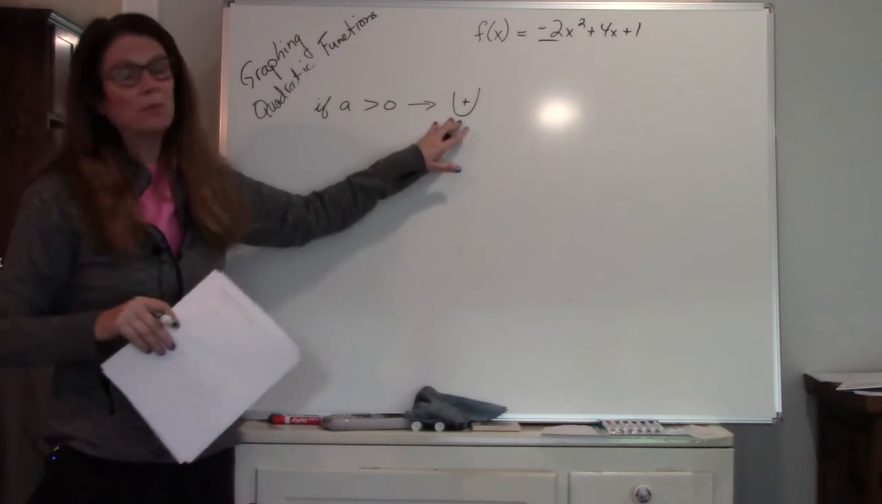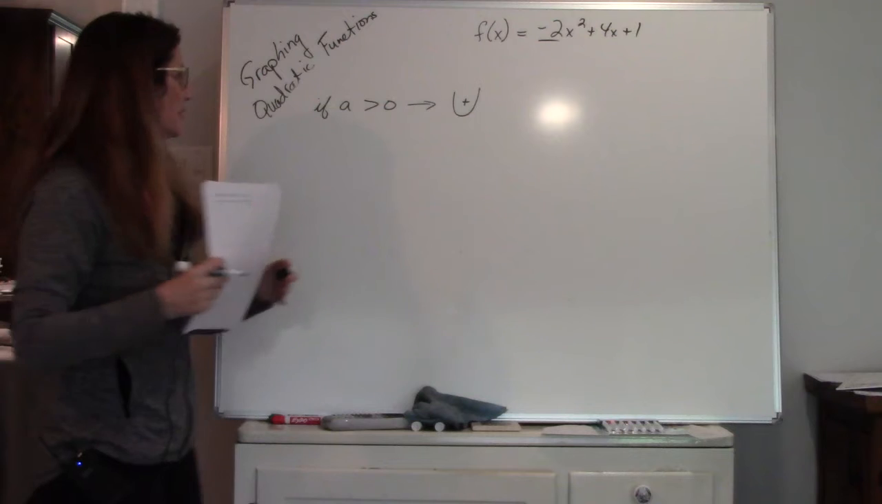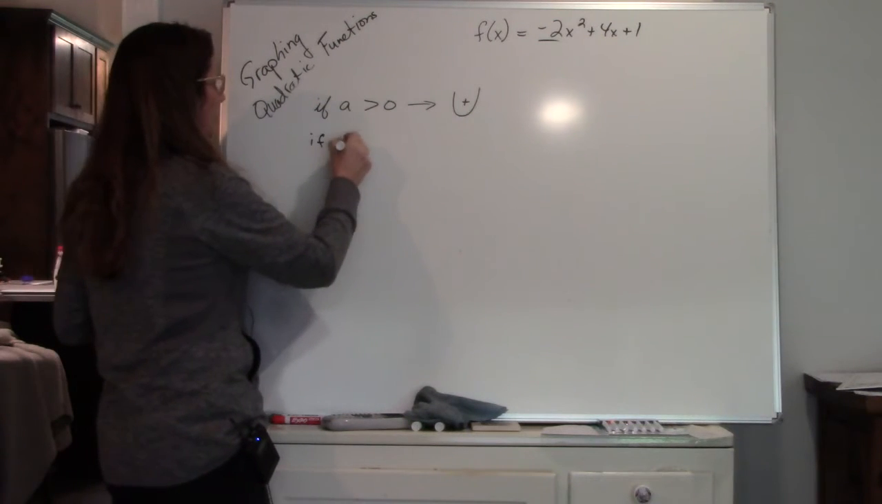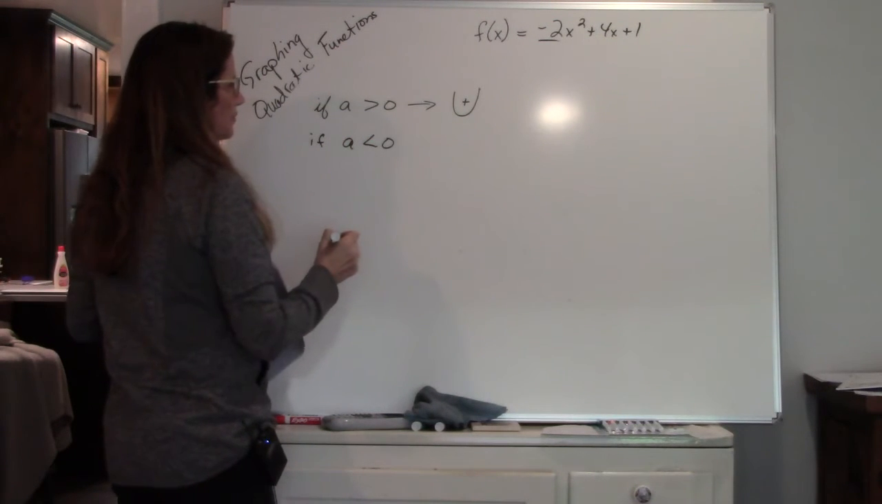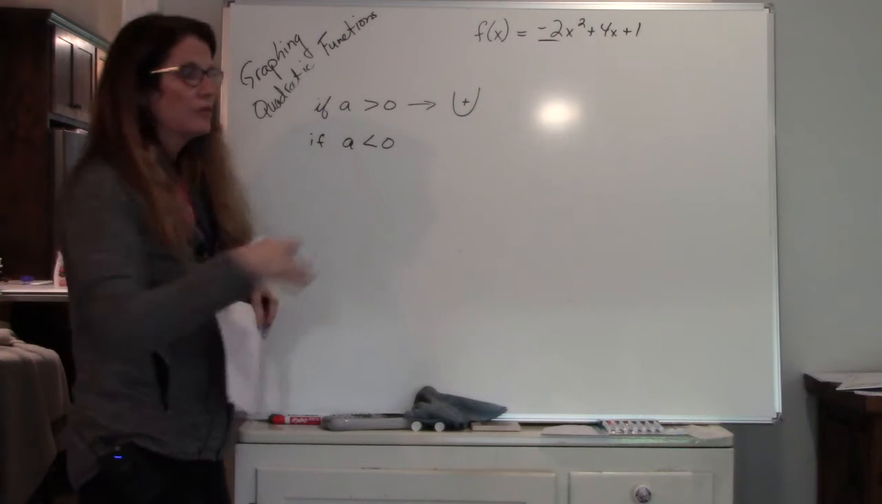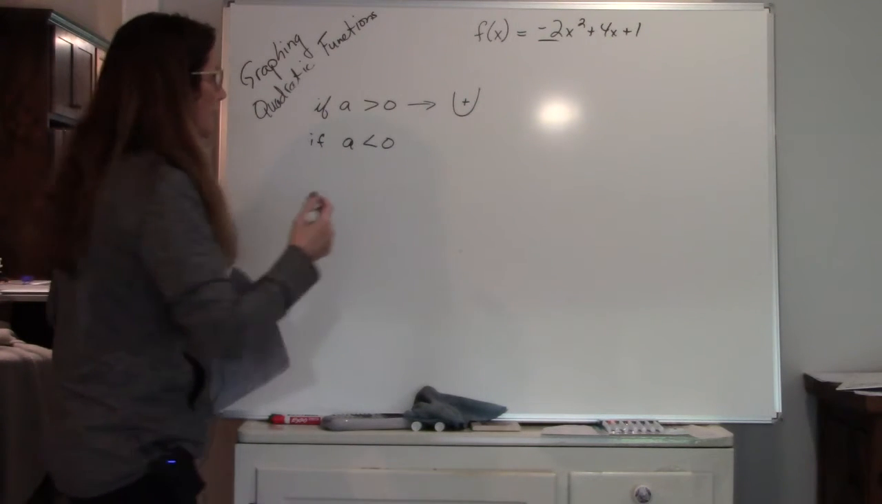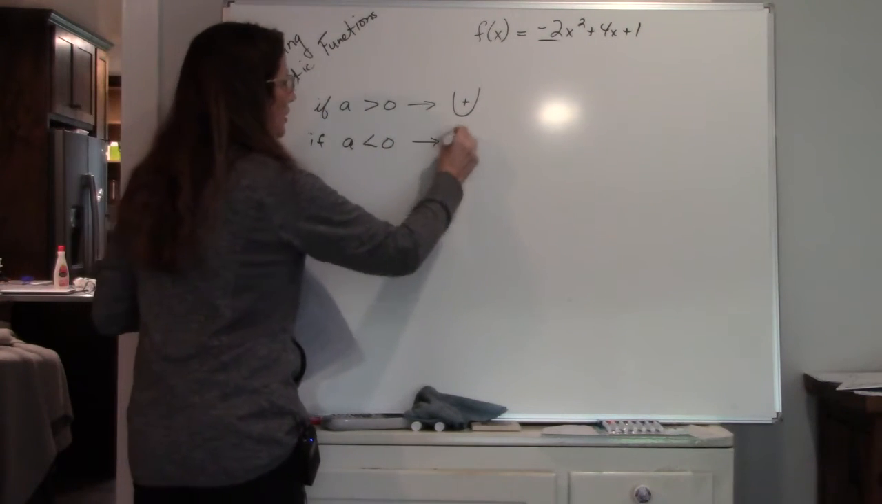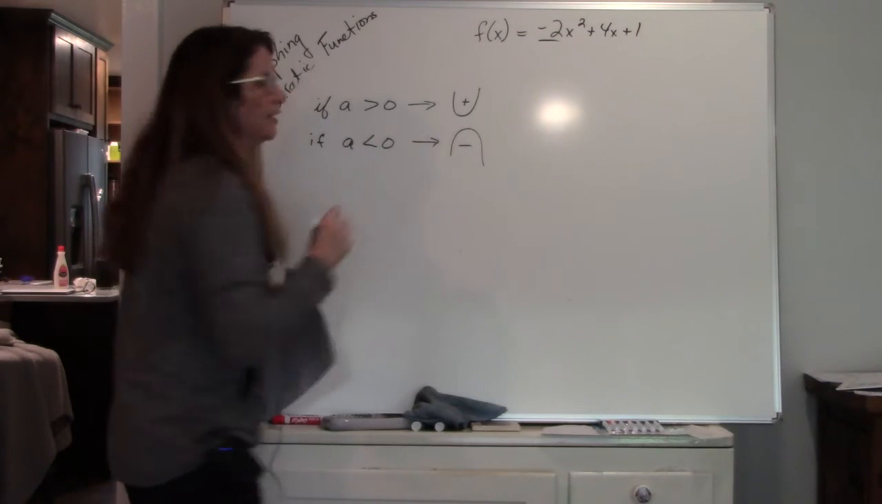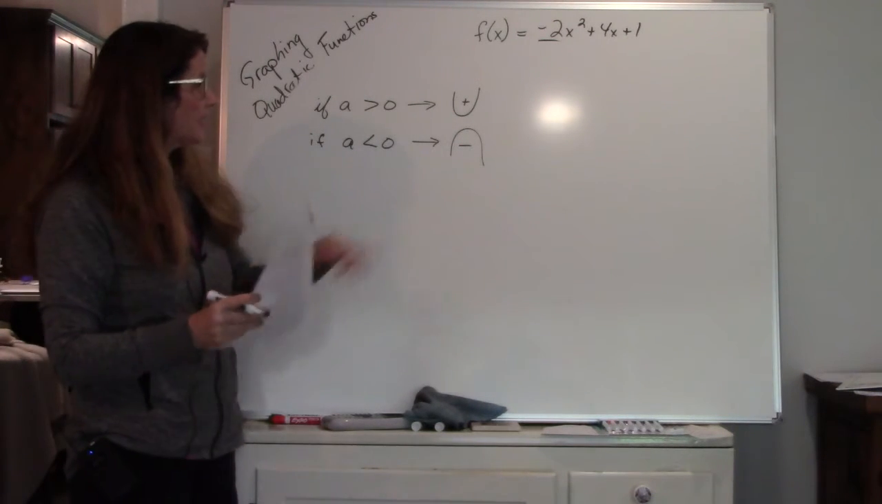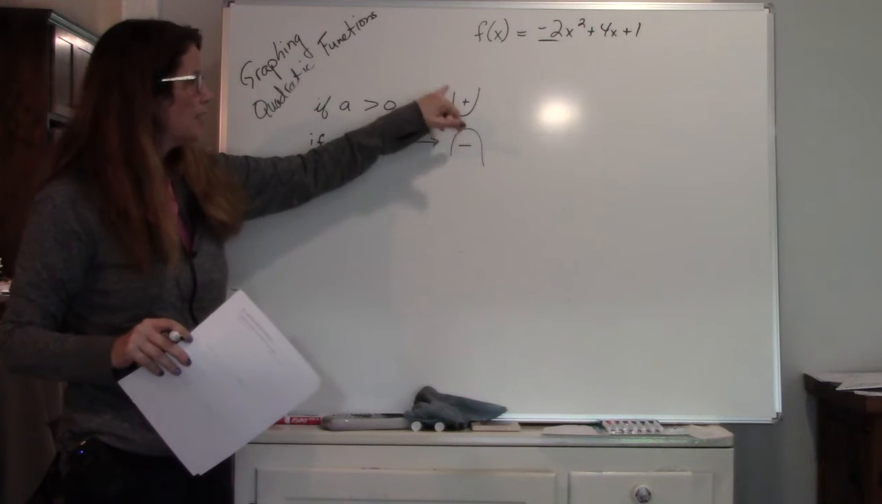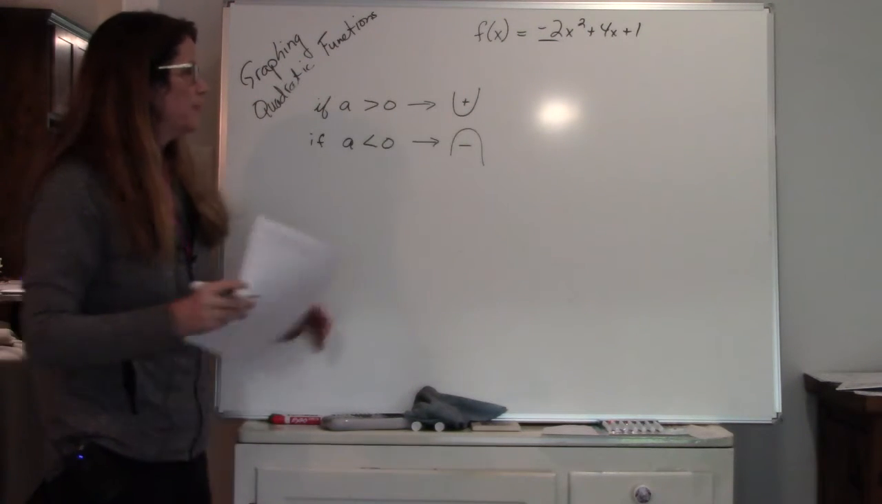It's positive. Think of it as a smiley face, okay? If A is less than 0, that means it's negative. So this is another way to say we're dealing with negative numbers. Your parabola is going to open down. It's sad. It's negative. Okay? So positive opens up, negative opens down.